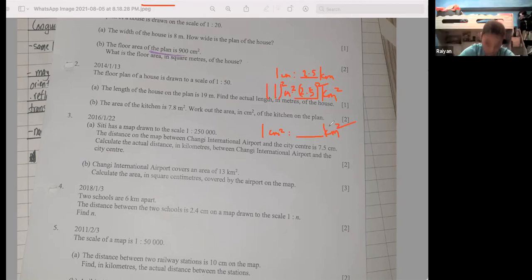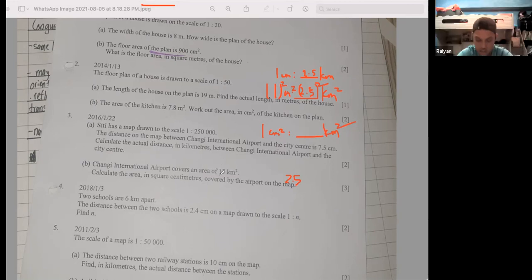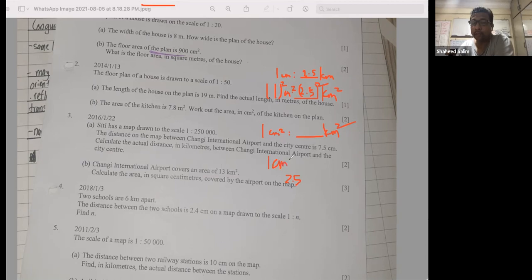Is it 5.2? You take 2.5 times 2.5. Oh, your answer is 5.2. But you just divide by 2.5. Do you take 13 divided by 2.5? Yeah. But this one is okay. You must get it. 1 cm is the same as 2.5.